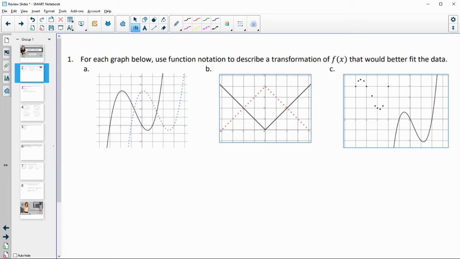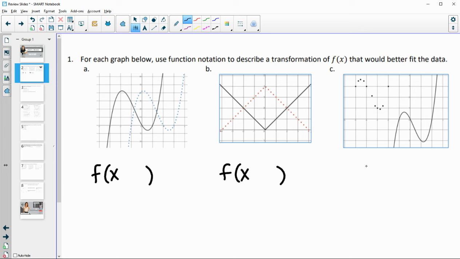Number 1 asks us for each graph below, use function notation, so that's like f of x, to describe the transformation of f of x that would better fit the data. And the data in this case is the dotted lines. So I'm just going to write down this f of x outline here, and then we'll fill in information as we go. And I'm leaving a little bit of space inside the parenthesis in case we need to add in any numbers.